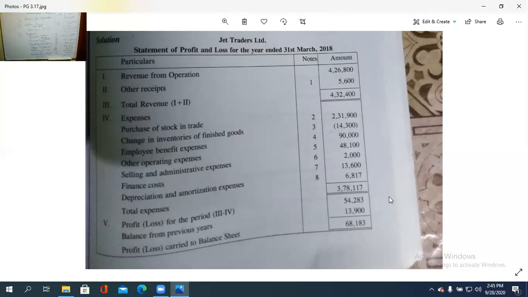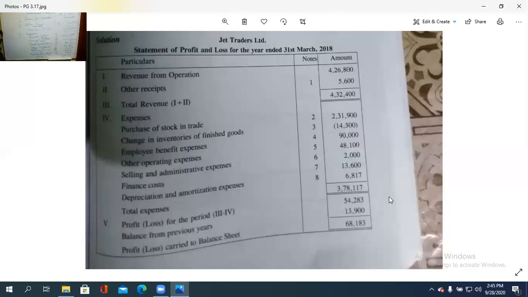So next, take the difference. That is the profit or loss for the period before tax. But here nothing is mentioned about the tax. And also one more thing: there is another extraordinary profit that arises. That also should be added here for finalizing the final profit. So take the difference between this total and this total: total income or total revenue minus total expenses, that is the profit as well as the loss.